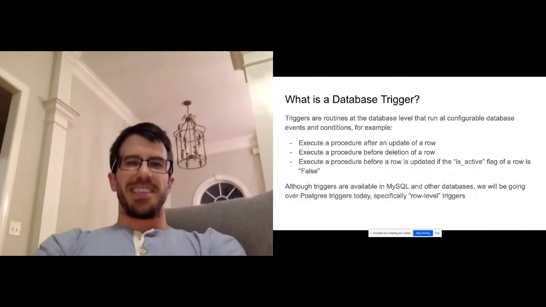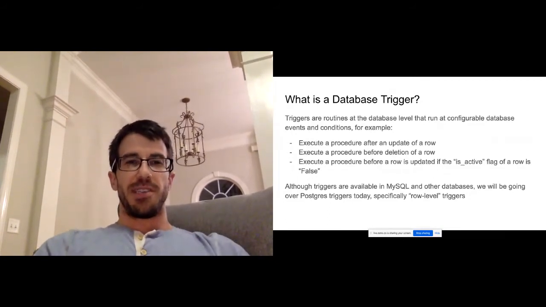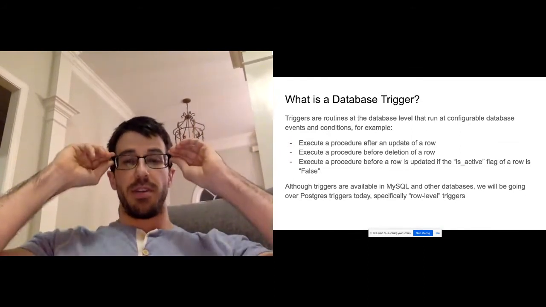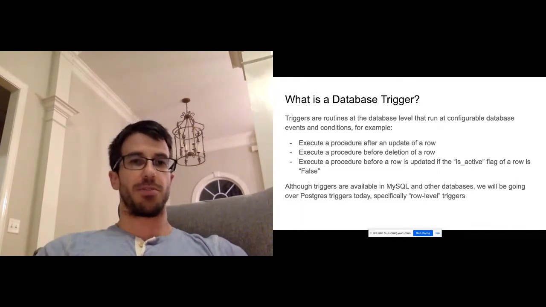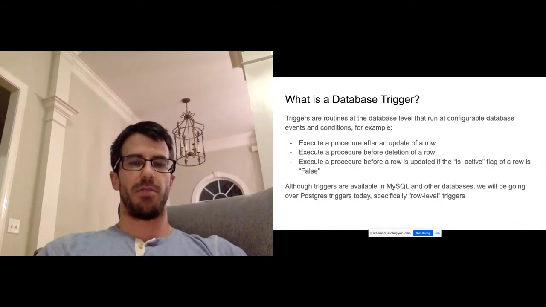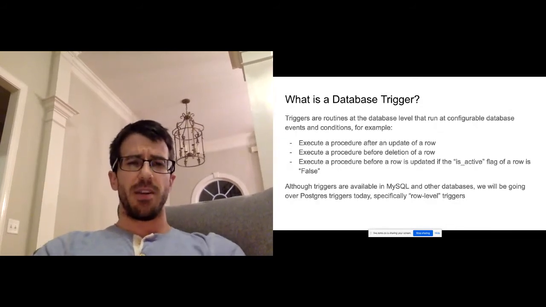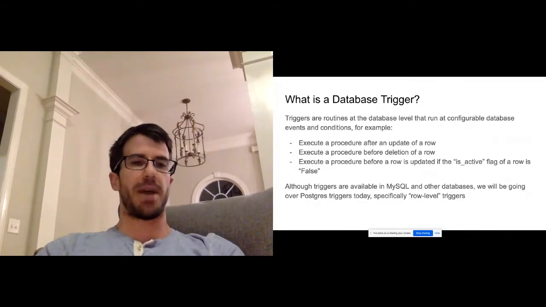So what exactly is a database trigger? I've been mentioning this a lot, and a database trigger is a routine that runs in the database, and you can configure it so that it will be executed based on a certain database event or based on a certain condition in that database event. Some really broad examples of triggers you can configure: you can configure a trigger to execute after an update of a row or before you delete a row. You can create a trigger that will fire before a row is updated whenever certain fields of the row match a certain pattern.